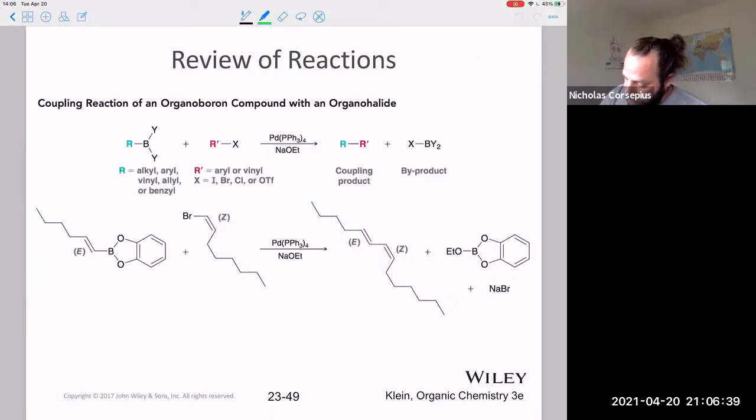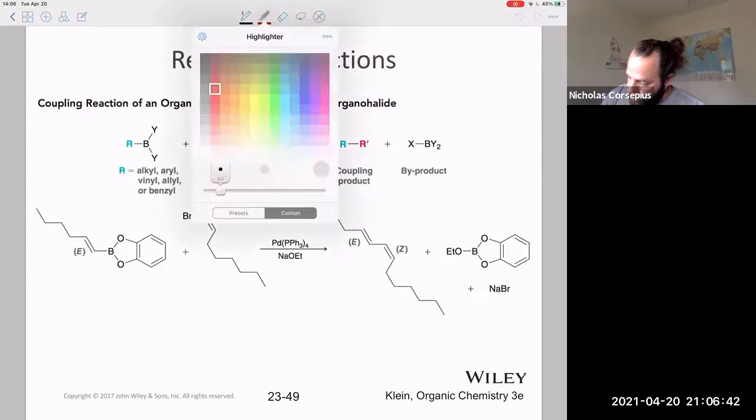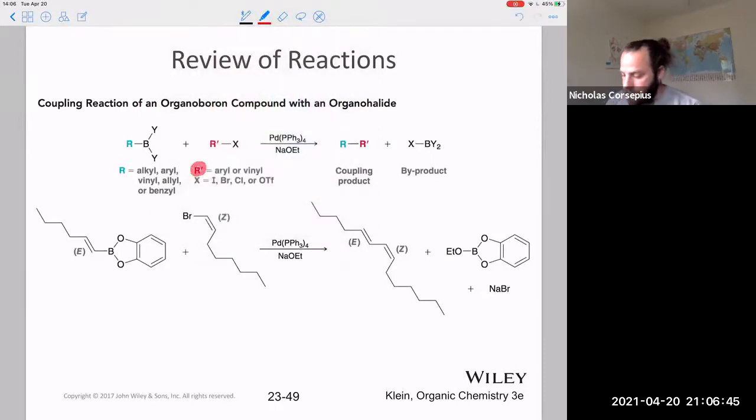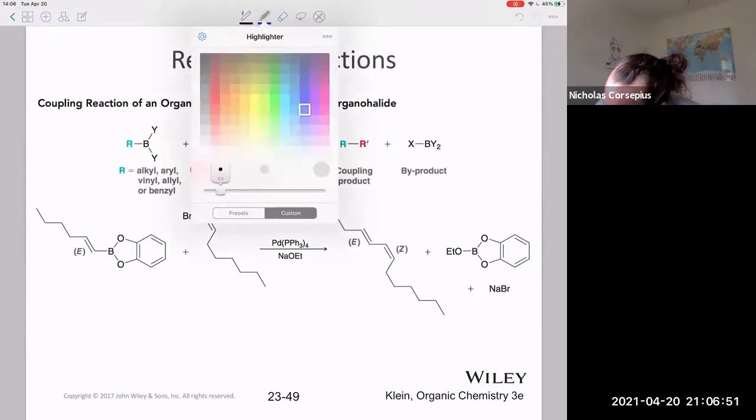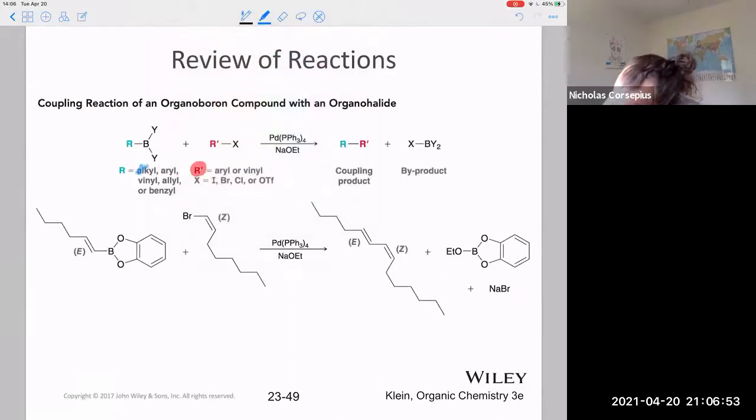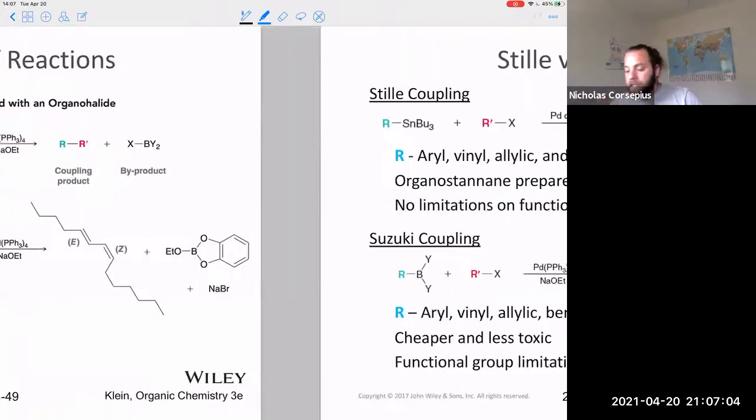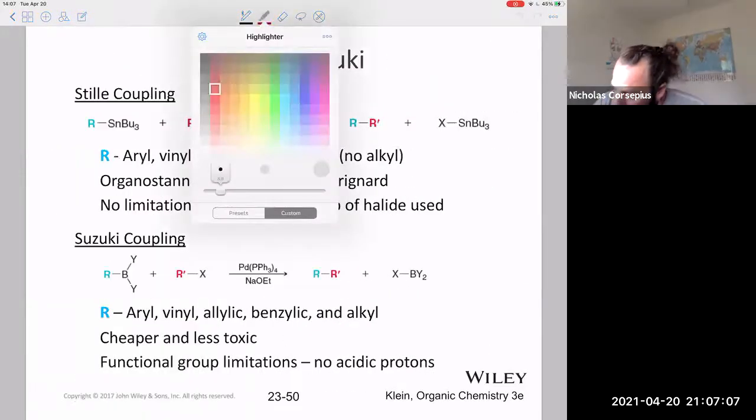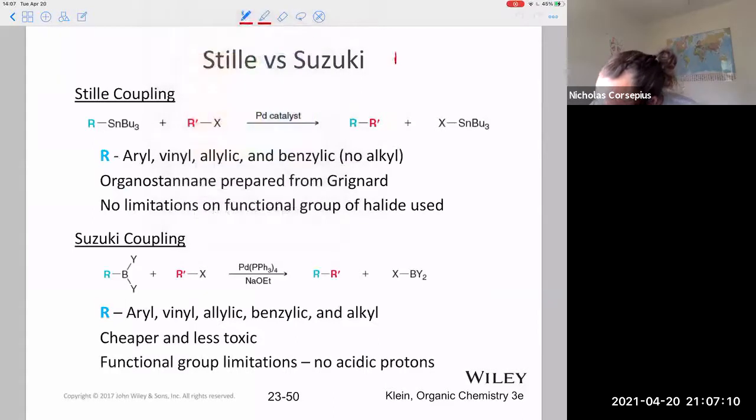And then again, the limitations on the Suzuki reaction. The R limitations are the exact same as the Stille, aryl or vinyl. The big difference is in the organometallic portion and the fact that you can actually have an alkyl group attached to the boron, in addition to aryl, vinyl, allylic, benzylic, which were the same as the Stille reactions. So now just to summarize real quick, in terms of R prime, aryl or vinyl, that's the same for both the Suzuki and the Stille reactions.